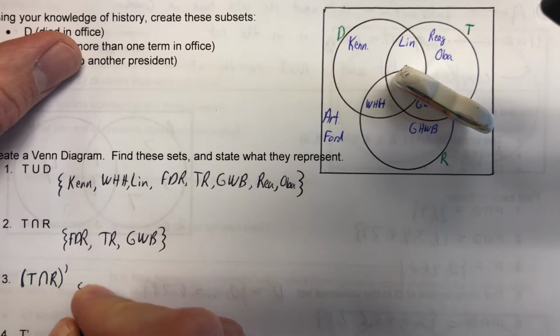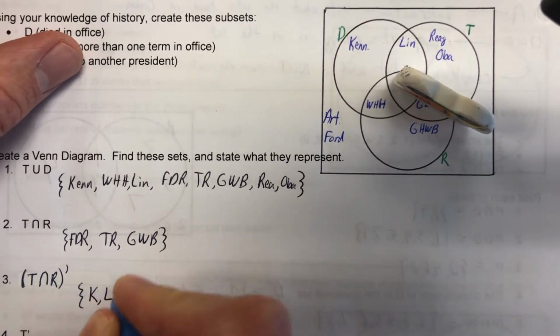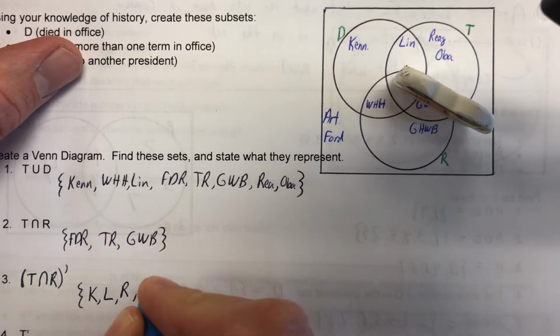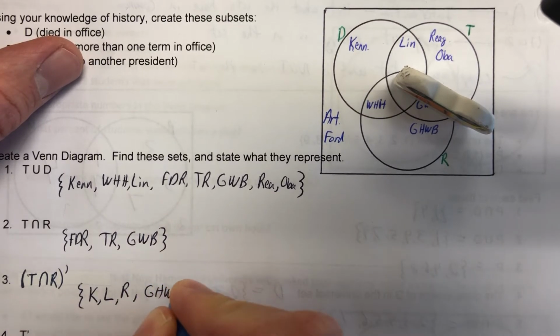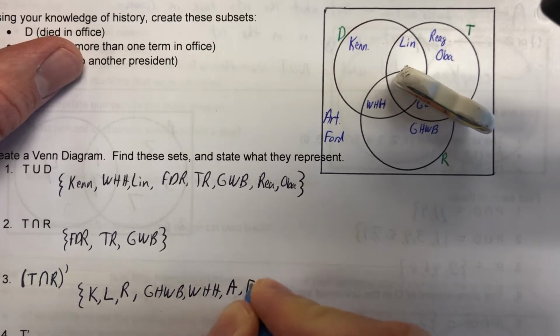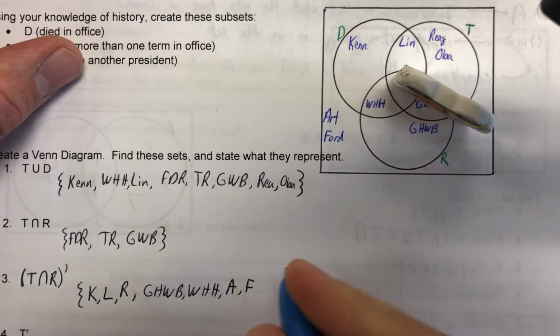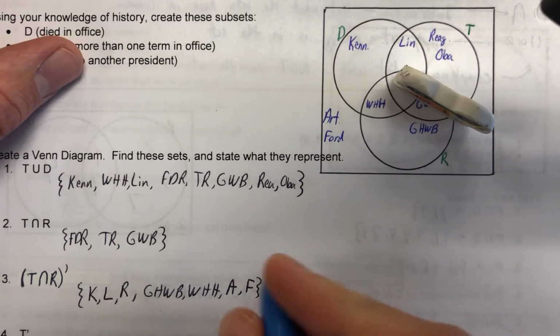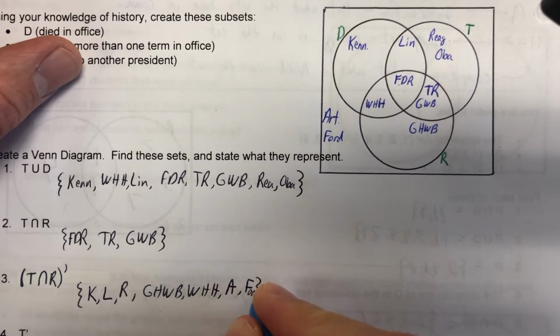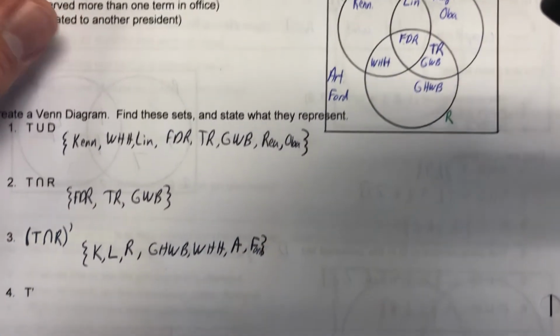Kennedy, I'm going to start abbreviating a lot more. Lincoln, he's the only one that starts with an L. Reagan, he's the only one that starts with an R on our list. George H.W. Bush, William Henry Harrison, Arthur, and Ford. There we go. Let's not abbreviate Ford with an F because of FDR. Ford. There we go. All right, let's keep moving.